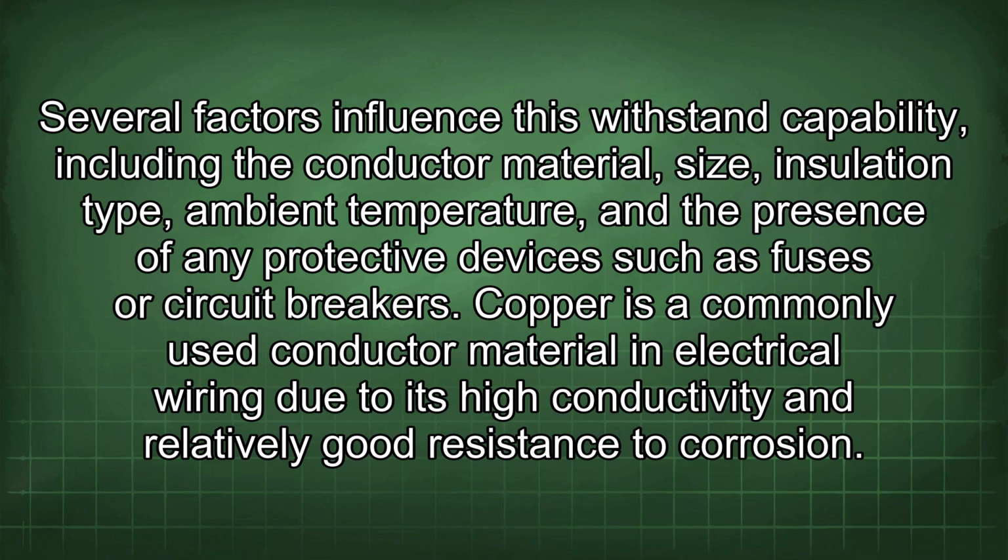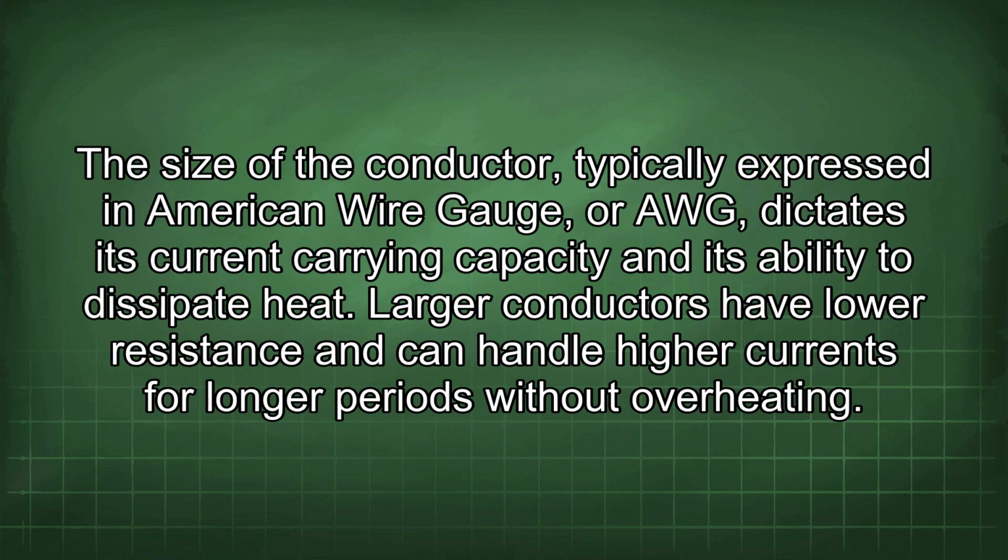Copper is a commonly used conductor material in electrical wiring due to its high conductivity and relatively good resistance to corrosion. The size of the conductor, typically expressed in American wire gauge, or AWG, dictates its current carrying capacity and its ability to dissipate heat. Larger conductors have lower resistance and can handle higher currents for longer periods without overheating.